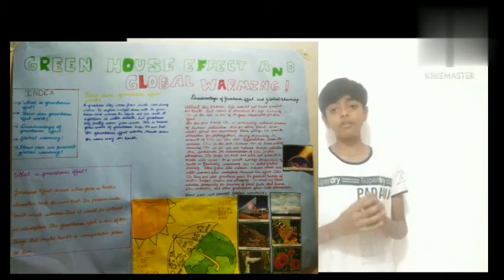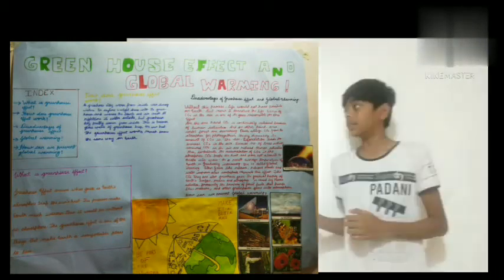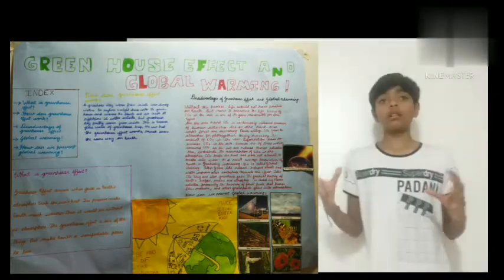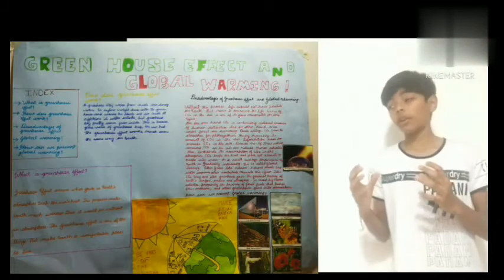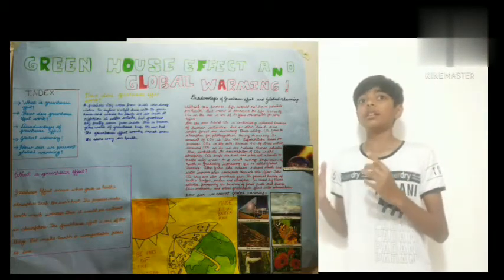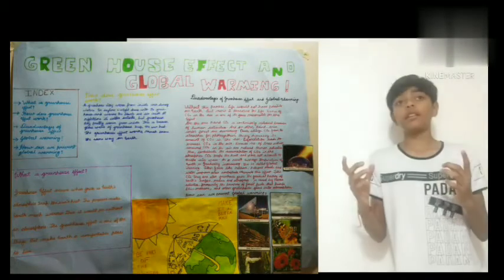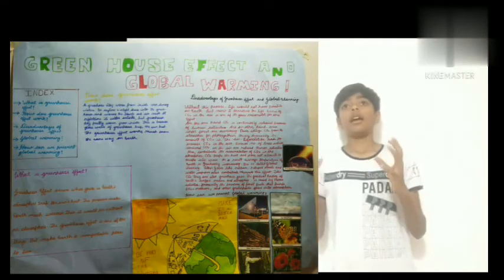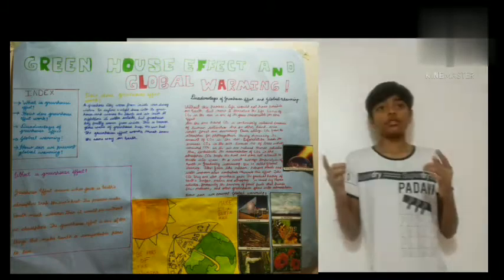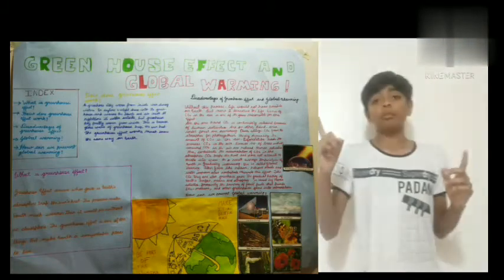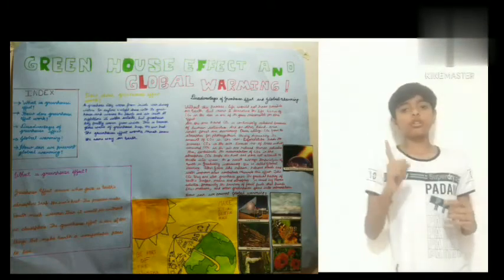Now, how can we prevent global warming? As my poster says, if we have to prevent our Earth from global warming, we have to do some things like stop deforestation, reuse, recycle, use solar energy, plant a tree, and use wind power. Save our Earth, save our nature, make it a better place, be part of the solution.